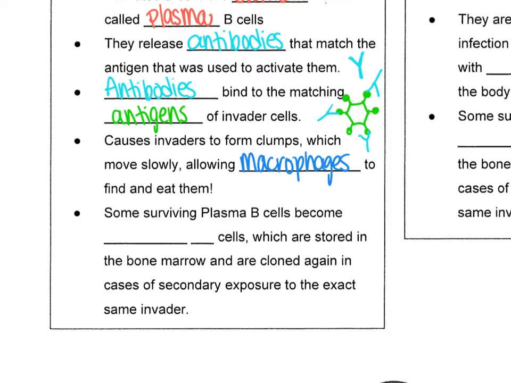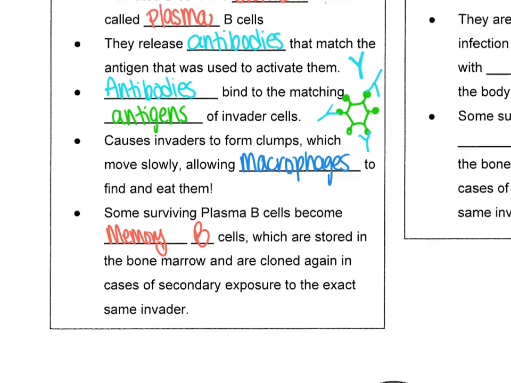But some of those surviving plasma B cells, after the infection has been defeated, can now become memory B cells. And these memory B cells are stored in the bone marrow of your long bones, like your leg bones. And these memory B cells can be cloned again in cases of secondary exposure to the exact same invader. So if you do get exposed to the exact same flu virus that same season, well, you already have the memory B cells. So they will be able to quickly release antibodies and defend your body and destroy those invading viruses before you get sick again.